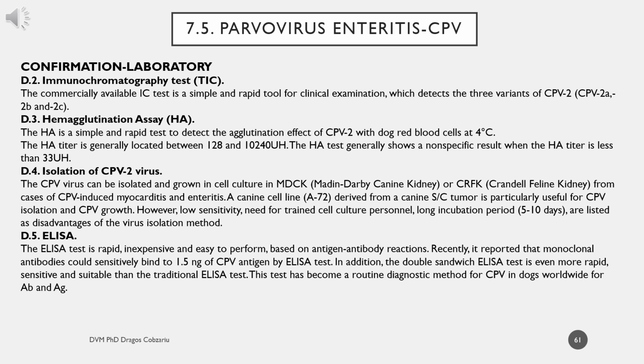D.5. ELISA. The ELISA test is rapid, inexpensive and easy to perform, based on antigen-antibody reactions. Recently, it was reported that monoclonal antibodies could sensitively bind to 1.5 nanograms of CPV antigen by ELISA test. In addition, the double sandwich ELISA test is even more rapid, sensitive and suitable than the traditional ELISA test. This test has become a routine diagnostic method for CPV in dogs worldwide for antibodies and antigen.